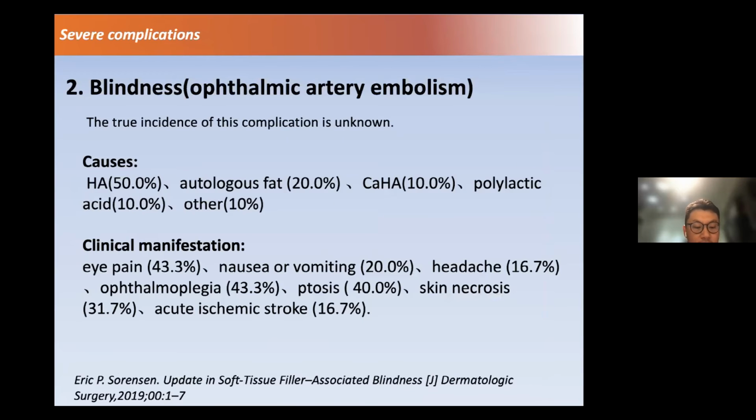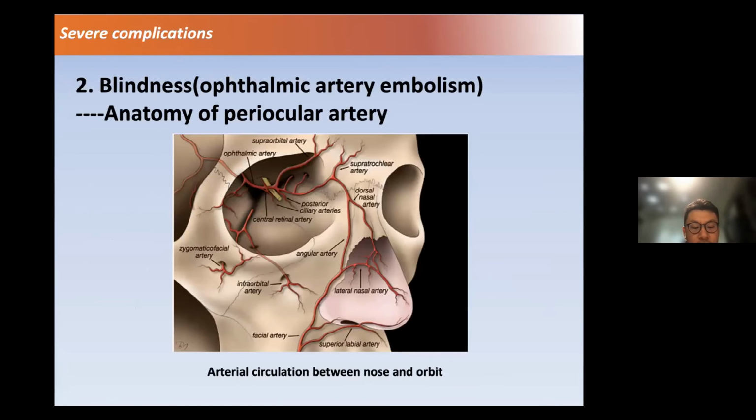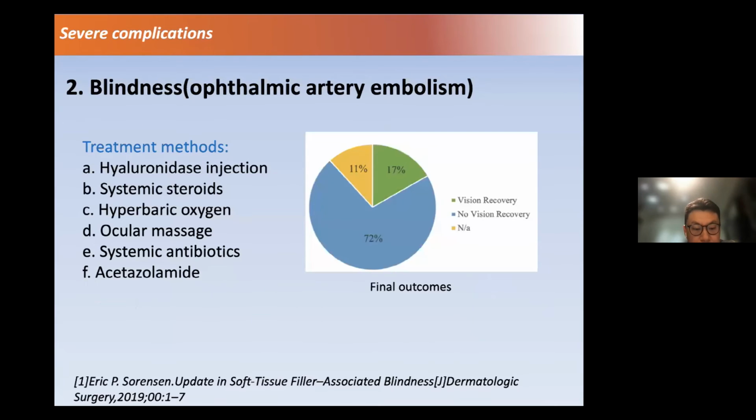The second is blindness caused by artery embolism. And this picture shows arterial circulation between nose and the orbit, and shows how an embolus reaches the artery and causes blindness. And we can see in this slide, if the blindness happens, most patients cannot recover their vision.